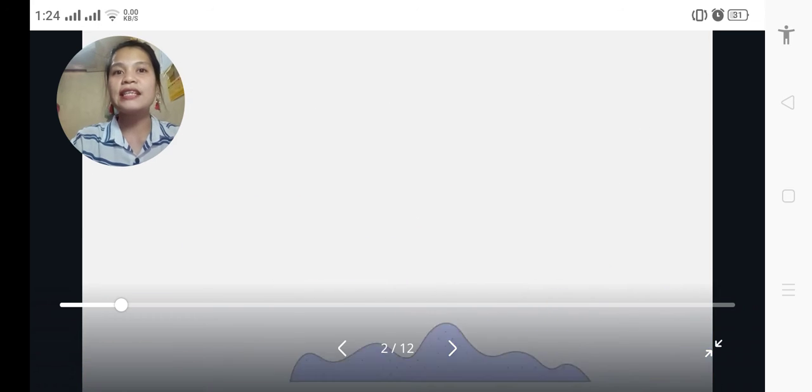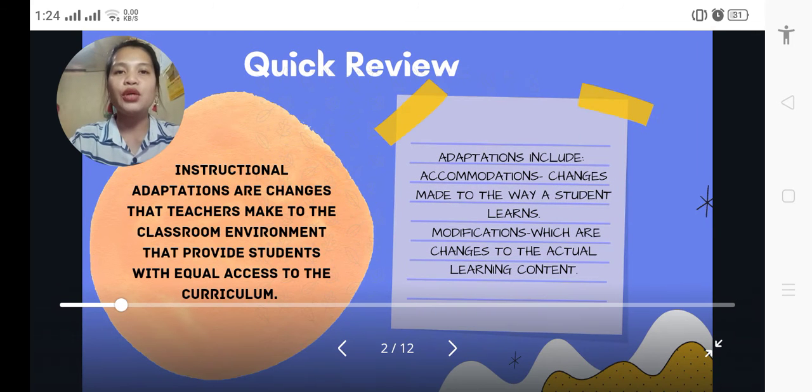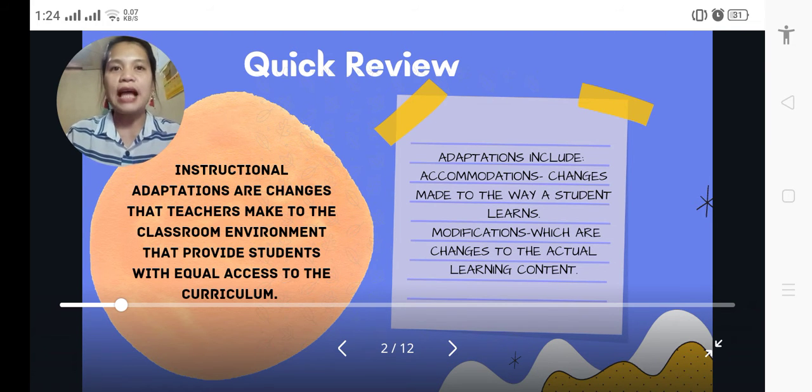So first, let's have a quick recap. What is instructional adaptation? These are the changes that a teacher makes to the classroom environment that provide students with equal access to the curriculum. It is classified into two: the accommodations and the modifications.